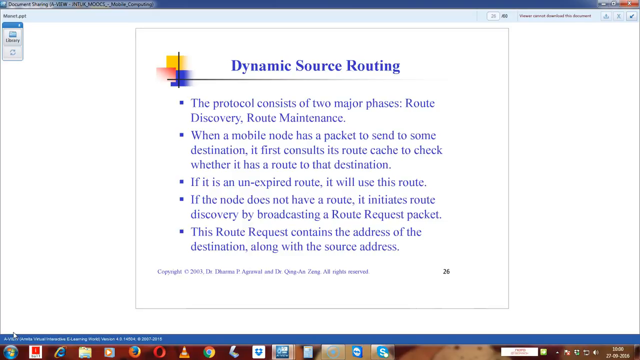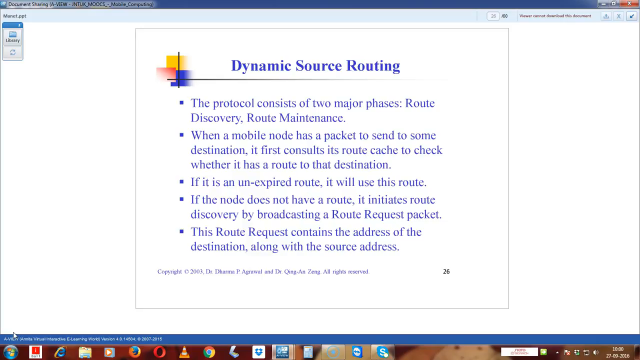Okay, what do you mean by unexpired route? Once the route is determined, there will be some timeout. If the timeout expires, your route will expire. Then we need to broadcast the packet, and again maintain that for some particular interval of time. Then again the timer expires, and your route will expire. So that's why we are checking the route cache.